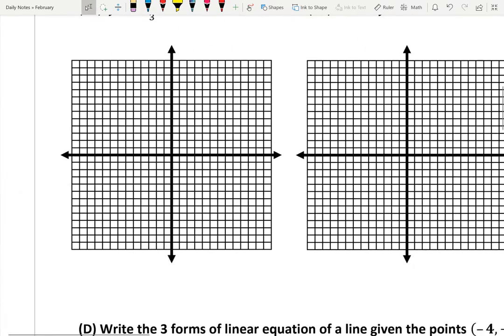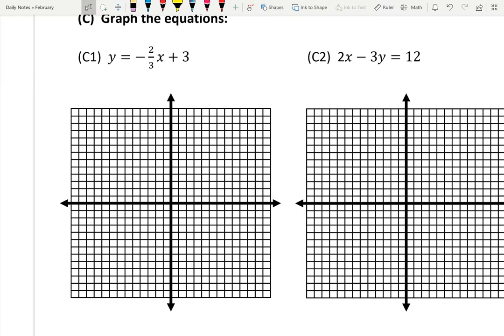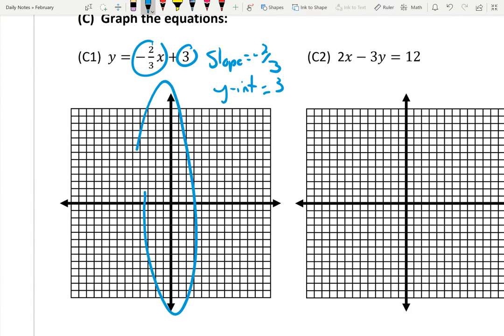All right, now let's get into graphing. So the first one is just slope-intercept form. So we know that the slope is negative 2/3 and the y-intercept is 3. So we're going to start with the y-intercept, which is at 3. So we look at the y-axis and we go find 3, and that's here.